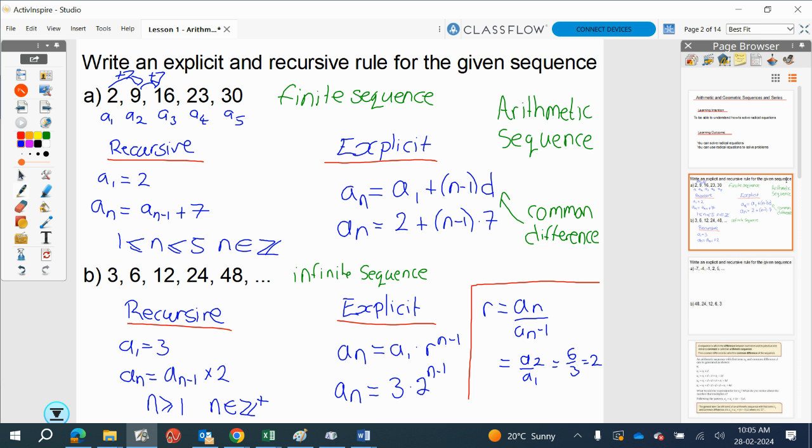So is this an arithmetic sequence or? No. So this is geometric. Why? In an arithmetic sequence, you add a common difference. With a geometric sequence, you multiply by a common ratio. This is what we call the common ratio, and this is a geometric sequence.